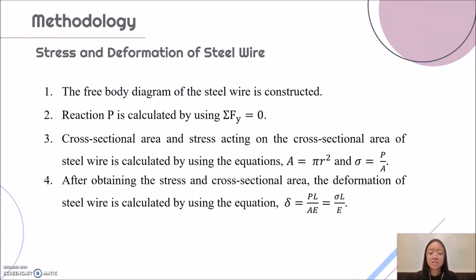Next is the methodology for evaluating the stress and deformation of the steel wire. Firstly, the free body diagram of the steel wire is constructed, and the reaction P is calculated by using summation of Fy equals 0. Then the cross-sectional area and the stress acting on the cross-sectional area of the steel wire are calculated by using the equations A equals pi r squared and sigma equals P over A. Lastly, after obtaining the stress and cross-sectional area, the deformation of the steel wire is calculated by using the equation delta equals PL over AE, which is also equal to sigma L over E.